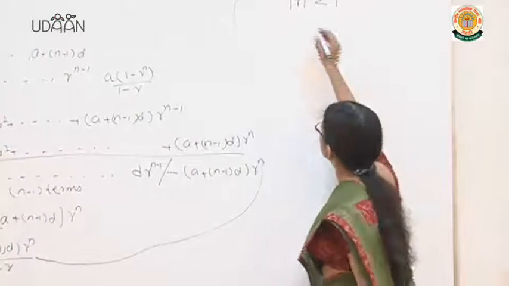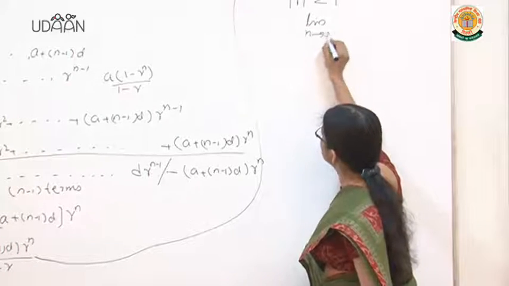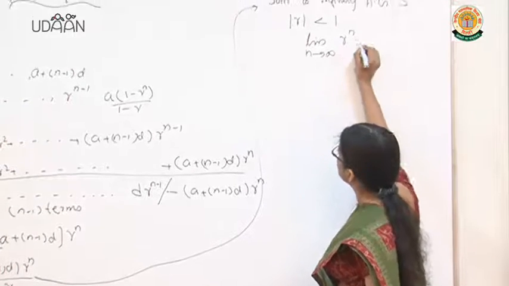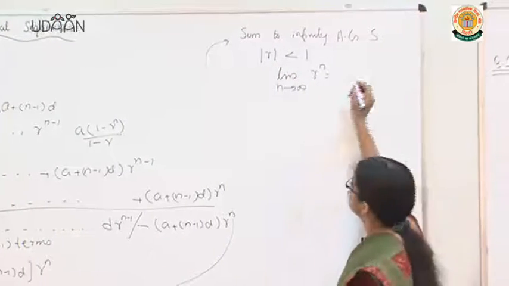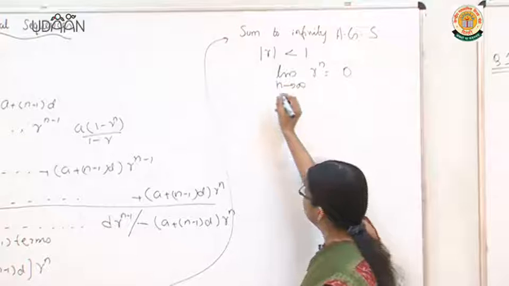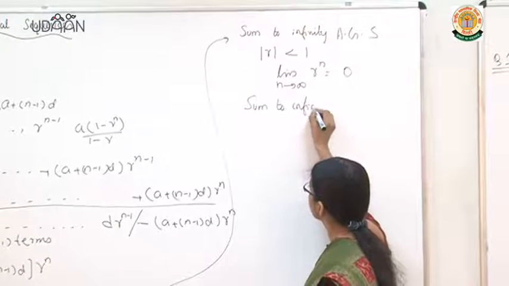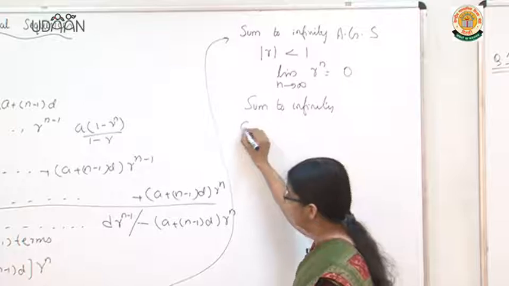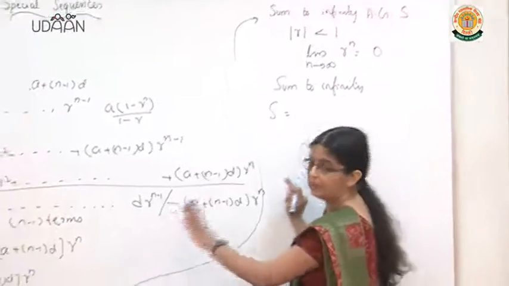In this case, we are going to find the limit as n tends to infinity of r power n. Can you say what this value will be? Modulus of r is less than 1, so this will be 0. Putting the value in the sum to infinity, S equal to first term a by 1 minus r, which is independent of n.